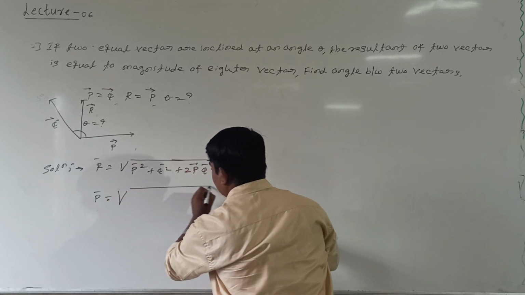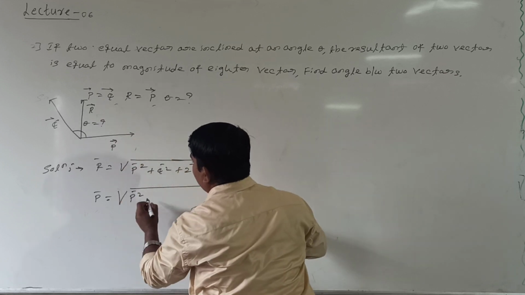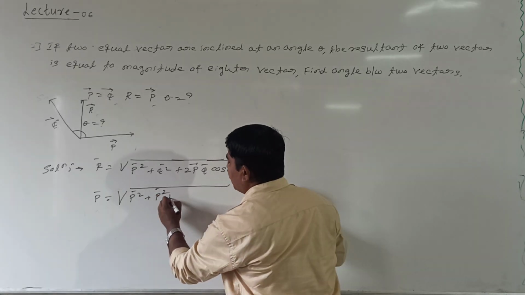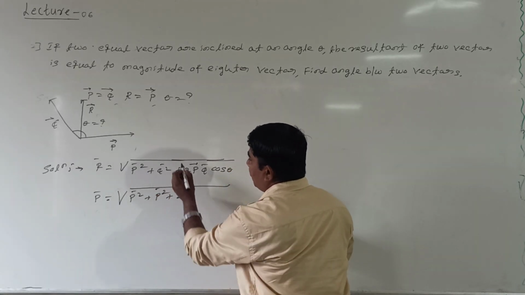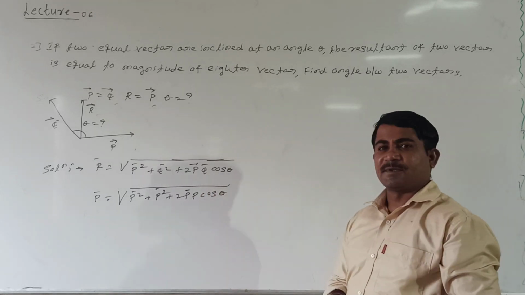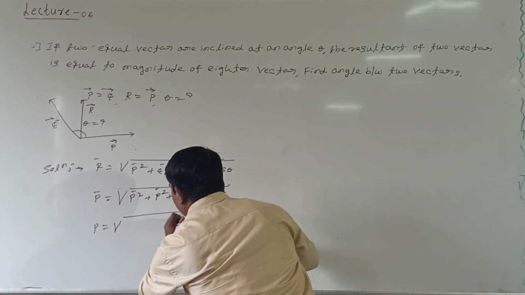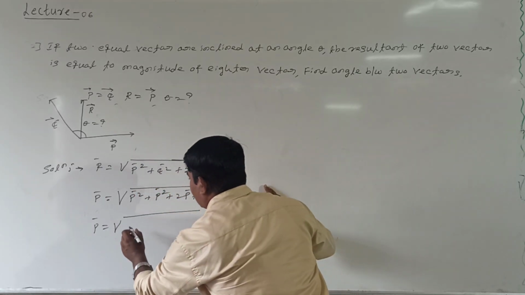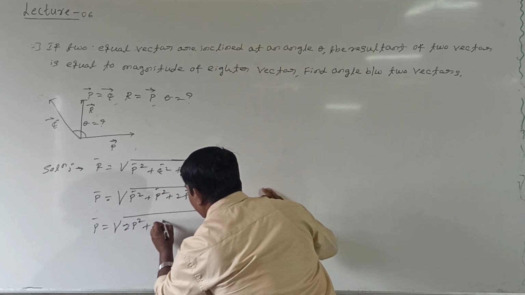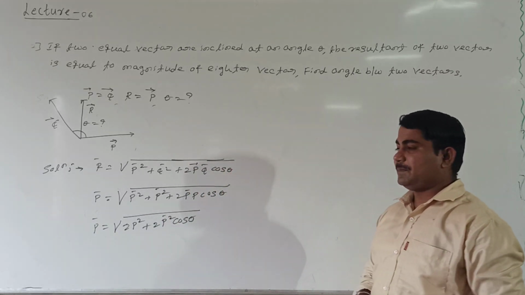Then again, keep P upside, P square. But P is equal to Q, the condition is P equal to Q. So P equals the square root of P square plus P square plus 2P into P cos theta. I don't know theta. So P equals the square root of 2P square plus 2P square cos theta.